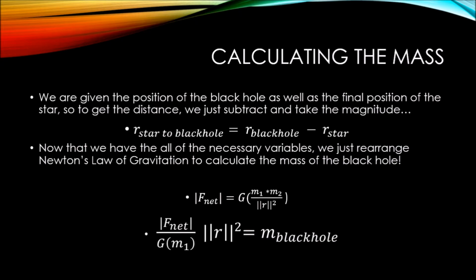The last unknown needed to use Newton's law of gravitation is the distance, which we calculated by subtracting the final position of the star from the given black hole's position, which gives us a new vector pointing from the star to the black hole. So now that we have all the necessary values to use Newton's law of gravitation, all that's left to do is plug in these values. So we're left with the equation: the net force magnitude over the gravitational constant times the mass of the star, all multiplied by the distance squared, equals the mass of the black hole, which gives us the final value of 1.9999 times 10 to the 31st kilograms.